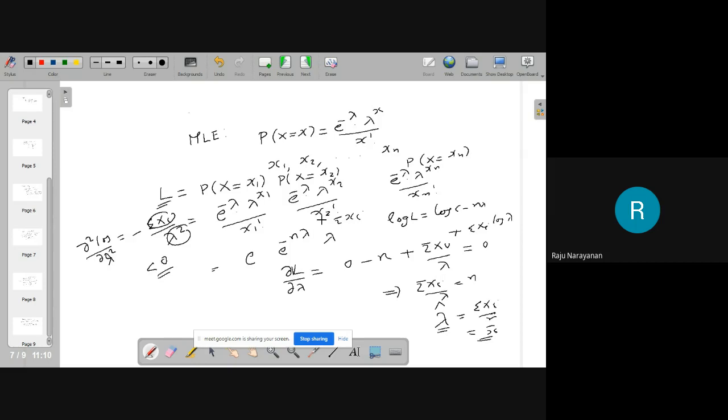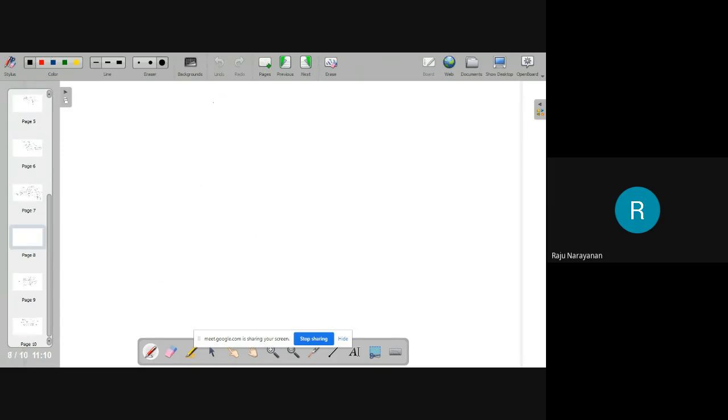But there are situations where this technique cannot be applied. I shall give you one example from that category and we will finish this discussion now. For example, you take f of x is equal to 1 by theta, 0 less than x less than theta. This is the uniform distribution over 0 to theta.